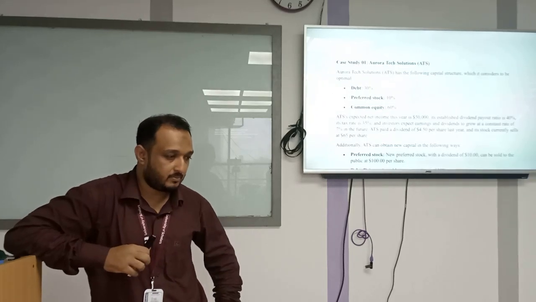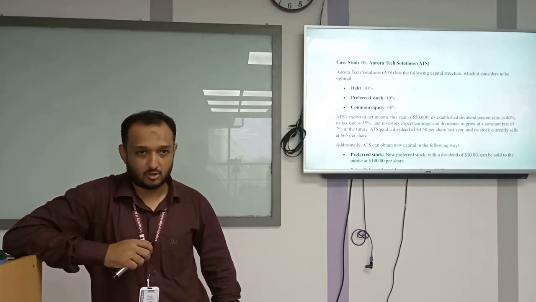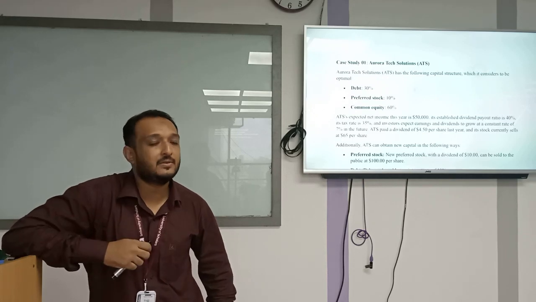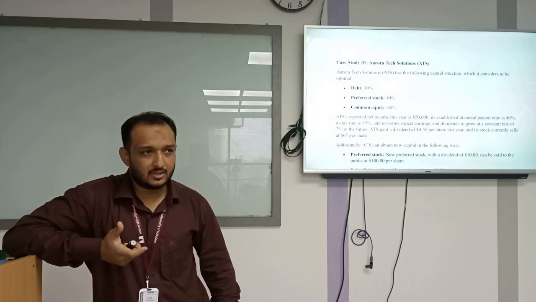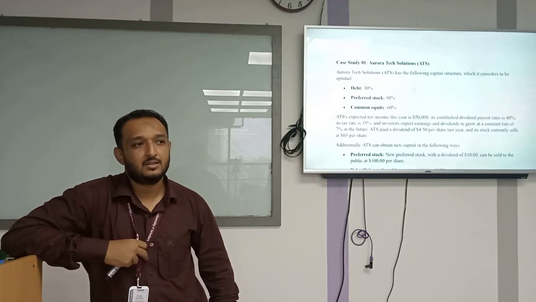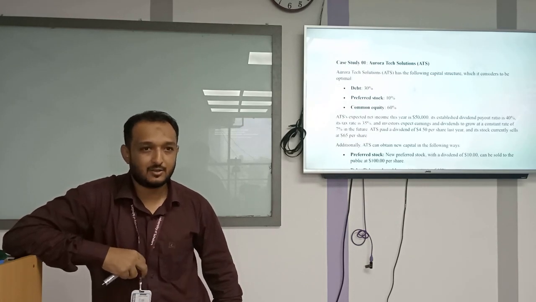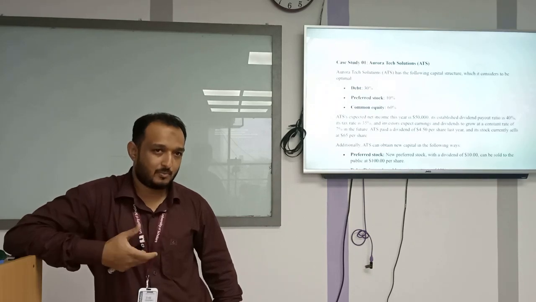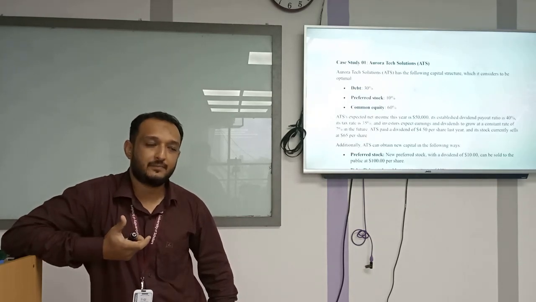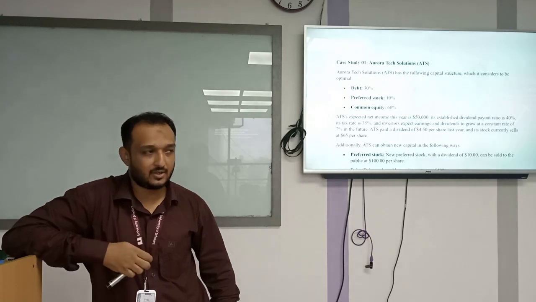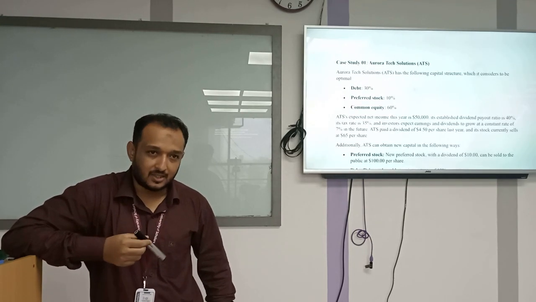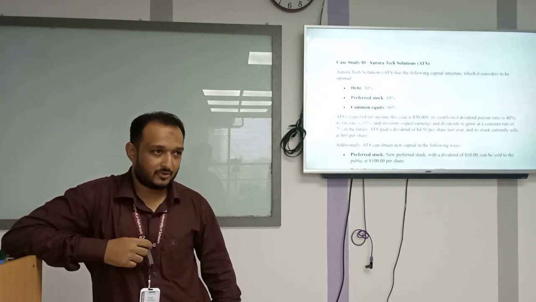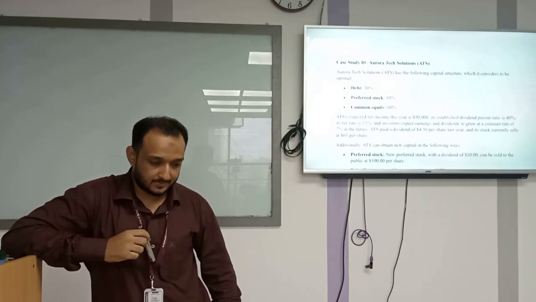Now comes the cost of preferred stock. How do we calculate the cost for this preferred equity? Simple. The preferred dividend divided by the price of the preferred stock, the per share price. As simple as that. It will be mentioned. Okay? So, that is pretty easy to calculate the preferred cost of capital.